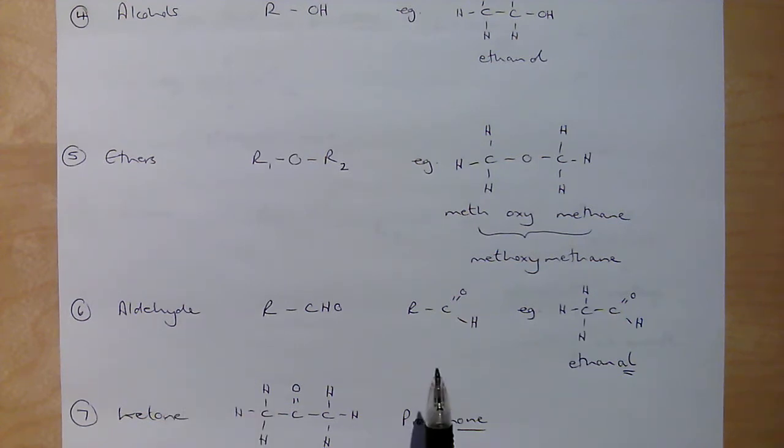Aldehydes, when we've got the CHO group, RCHO. So 1, 2 carbons, meth, eth, ethanal. So it's an aldehyde, ethanal. Ketones, when we've got a carbonyl group, C double bond O, in the middle of a carbon chain like that, so 1, 2, 3, that's my longest carbon chain, so it's prop-anone, so it's a ketone, propanone.